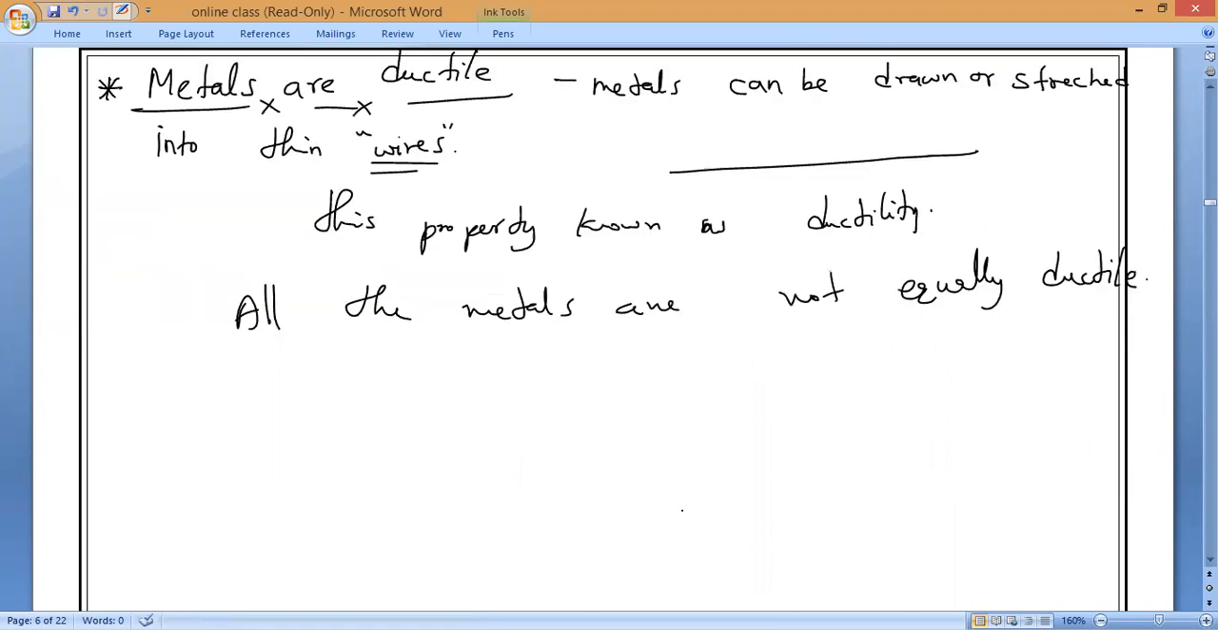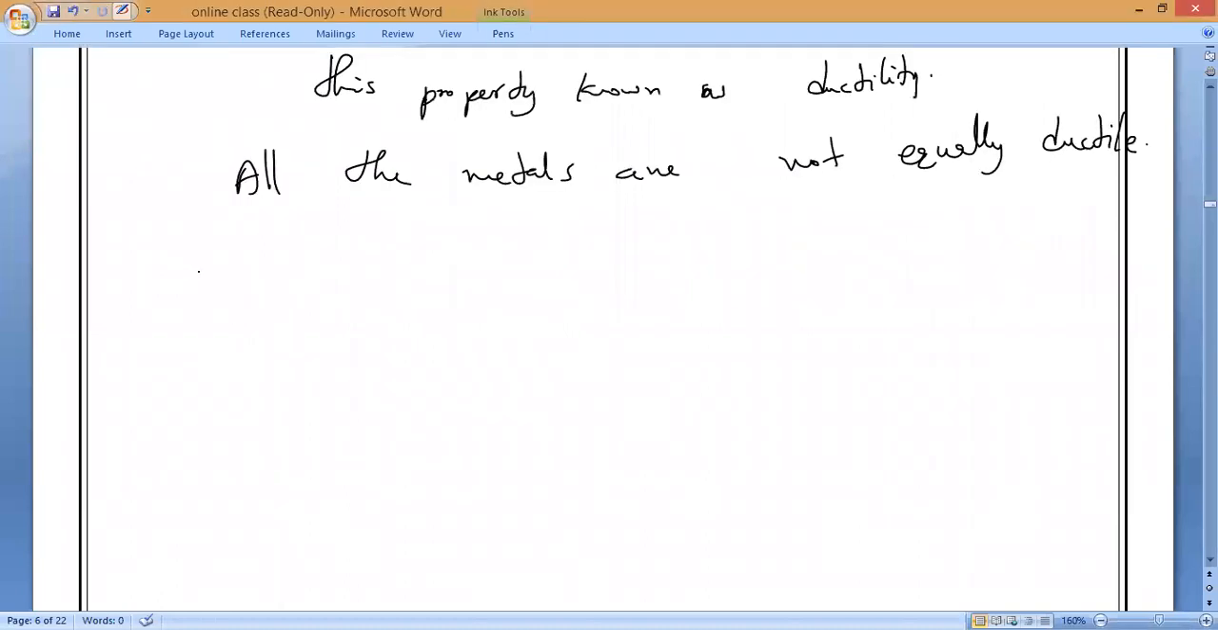Now, which is the best ductile in nature? Some are more ductile, some are less ductile, some are not ductile at all. The best ductile metals are gold and silver. Gold and silver are among the best ductile metals. So the best ductile are gold and silver.